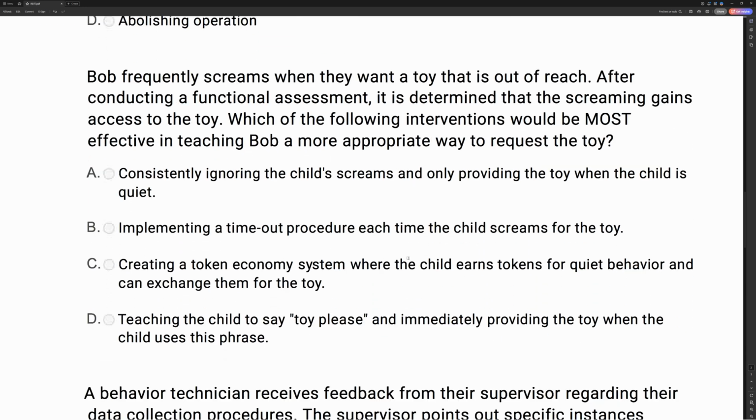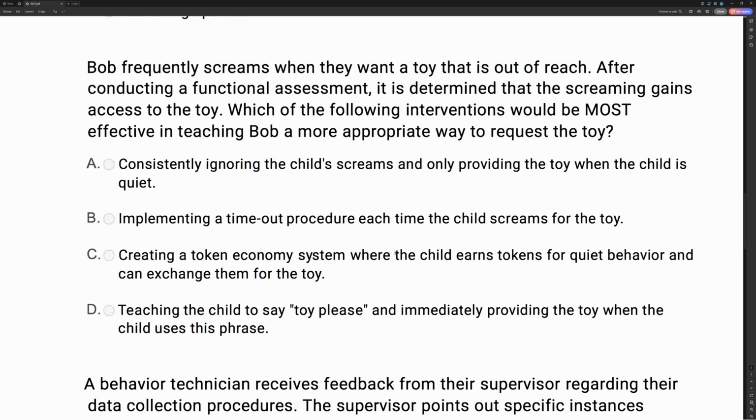Bob frequently screams when they want a toy that is out of reach. After conducting a functional assessment, it is determined that the screaming gains access to the toy. Which of the following interventions would be most effective in teaching Bob a more appropriate way to request the toy? So let's read that again, right? It's kind of wordy. The question wants to know what intervention is going to be effective in teaching Bob a more appropriate way to request a toy. So immediately we know we're teaching Bob a new behavior, right?